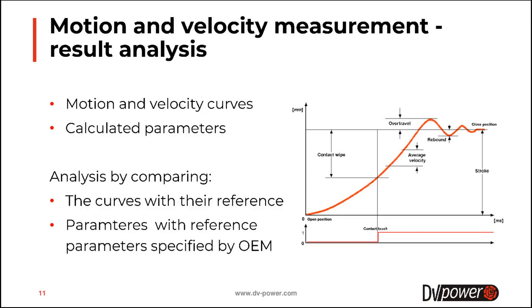The result of motion travel measurement can be analyzed by using motion and velocity curves, as well as parameters calculated based on these curves. The best method for analysis is by comparing these curves with their reference obtained during commissioning or routine tests, and by comparing calculated parameters with reference parameters obtained by the manufacturer. In the figure on the right, there are shown motion curves and appropriate parameters which are calculated based on the main contact state and motion curve.